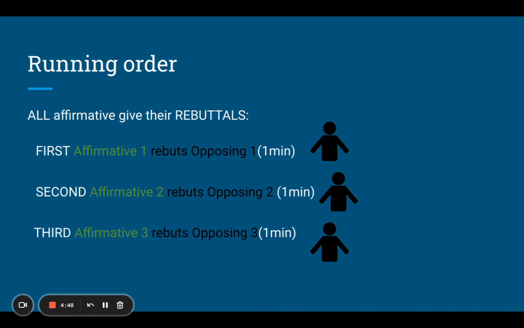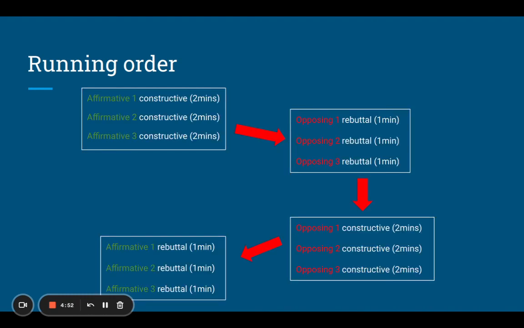And here is how the complete running order looks like. So, as you can see, all of affirmative give their constructives, then opposing give all of their rebuttals, then opposing give their constructives, and finally, affirmative give their rebuttals.